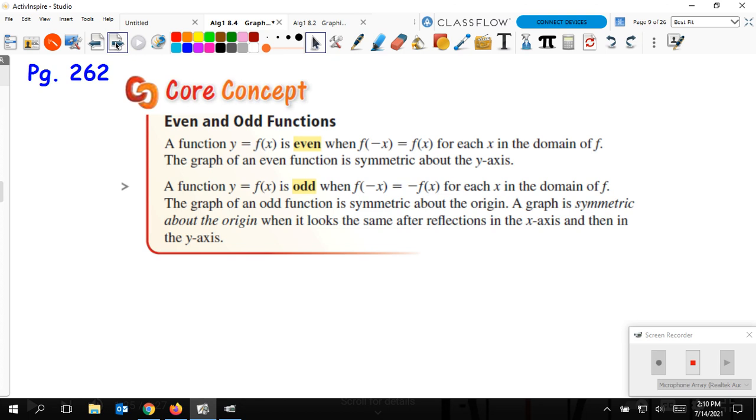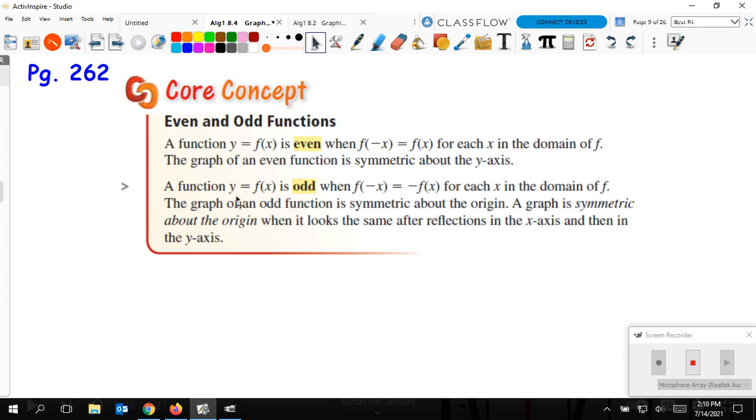So it might ask you a question eventually someday, is this function even or odd? And here's how you figure it out. An even function, remember y equals f of x, where f of x is just our function notation for y, is even if you plug in negative x for x in the function and it comes out exactly the same. It doesn't change anything about the function at all. That's going to be even.